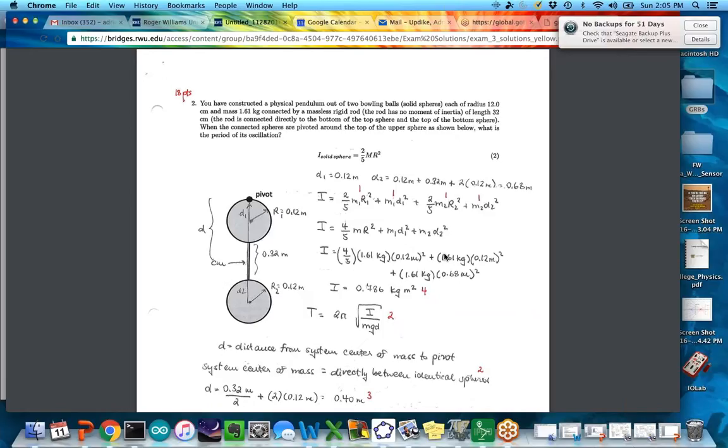And the I of a solid sphere, which are these balls, is 2/5 mr squared. I'm going to write down the equation for the period before I forget it. It is T equals 2π times the square root of I over mgd.